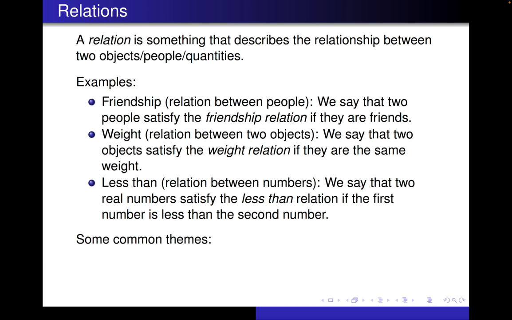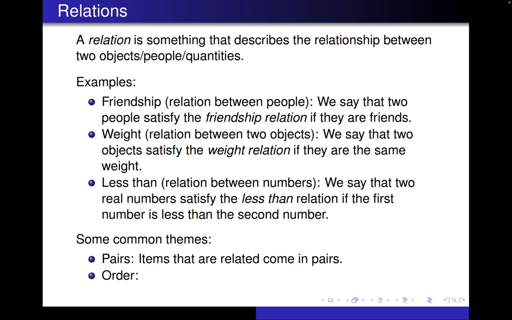So I wanted to talk about some common themes about all three of these relations. They seem very different, but there are some things that they have in common. First of all, it's important that we think of relations in terms of pairs. We can't just have a relation between one object, or even between necessarily three objects. What we're doing is we're taking two objects and asking ourselves, do they satisfy this relation? So the items that are related come in pairs. Pairs of two people for friendships, pairs of two objects for weight, and pairs of two numbers for less than.